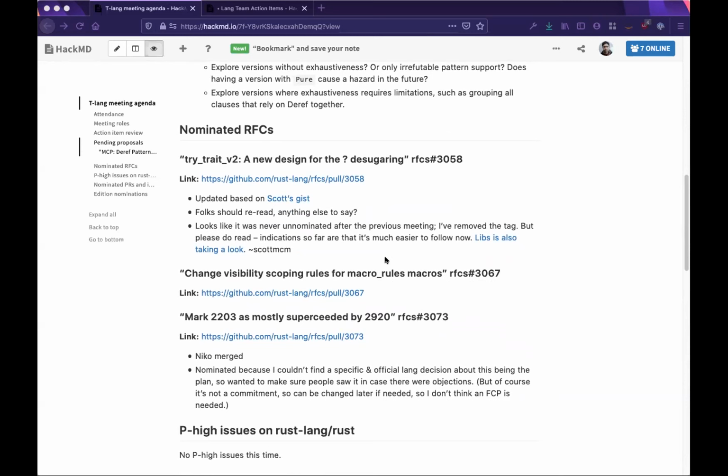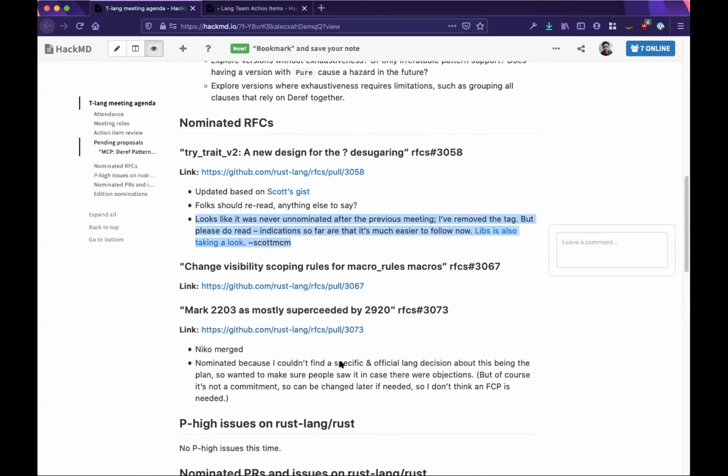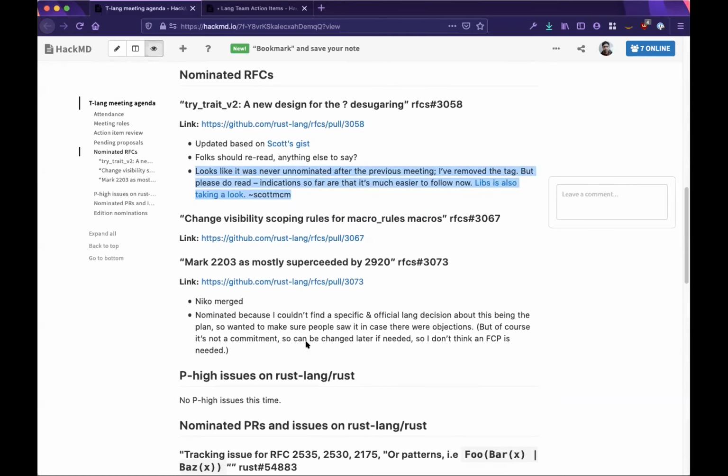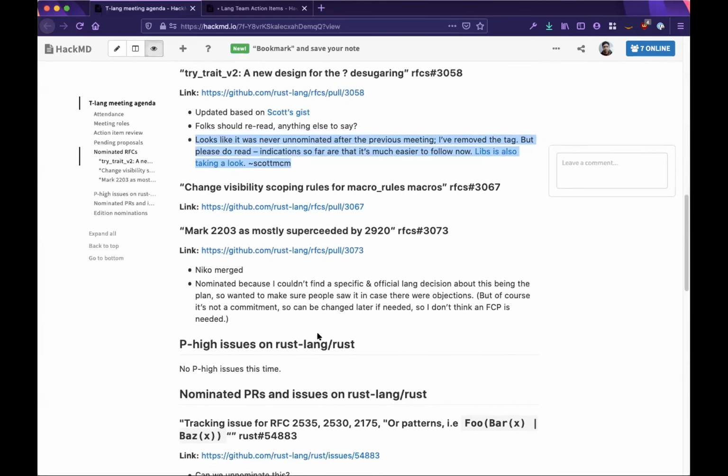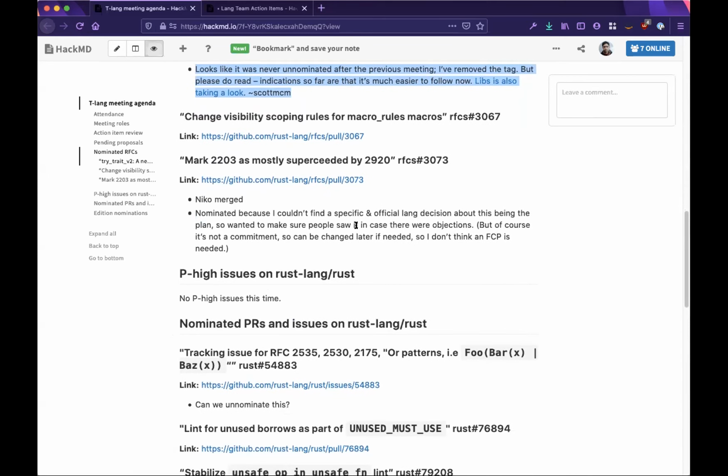Okay, try trait version 2. I think all I wanted to do on this, if I'm not mistaken, Scott, you pushed some updates. I haven't looked. People should look. Is there anything else to say? Anecdotally, people have said that it's much easier to follow this time, so please give it a look. I think we just never unnominated it after last time, so I removed the tag. Yeah, I thought the same thing, but since you did have updates, it was worth calling attention to them.